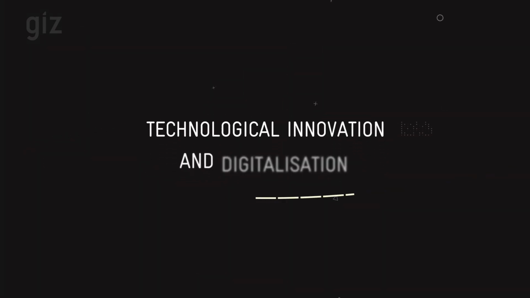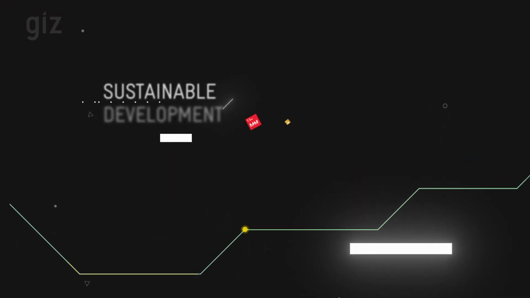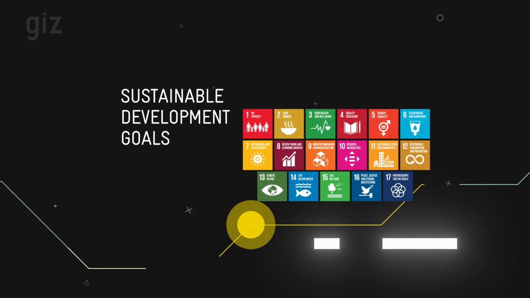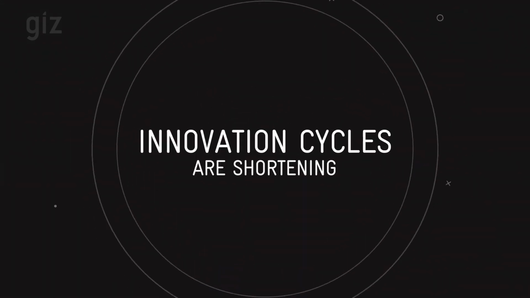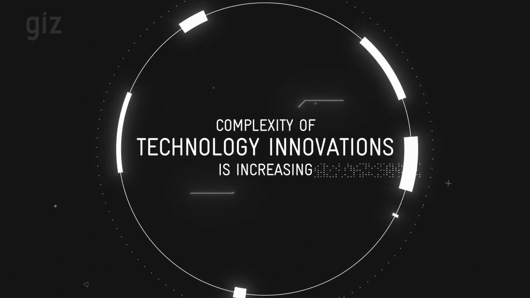Technological innovation and digitalisation enable comprehensive and transformative change. In order to achieve the Sustainable Development Goals, harnessing the potential of innovative technologies will be crucial. Innovation cycles are shortening, and the complexity of technology innovations is increasing tremendously.